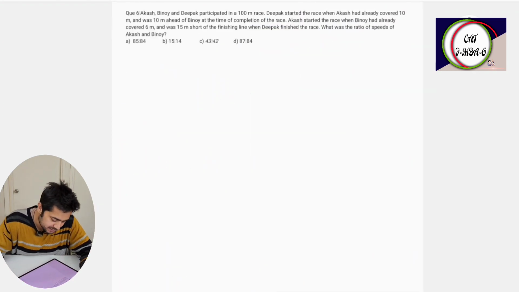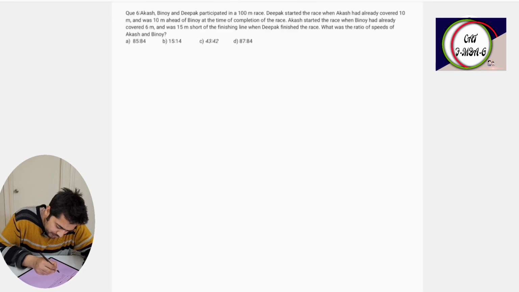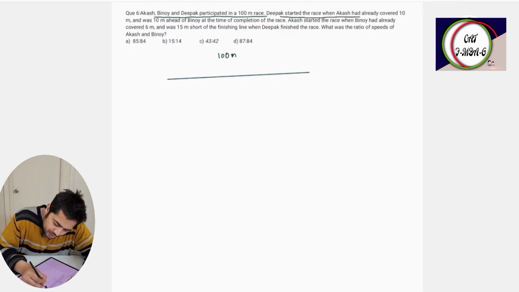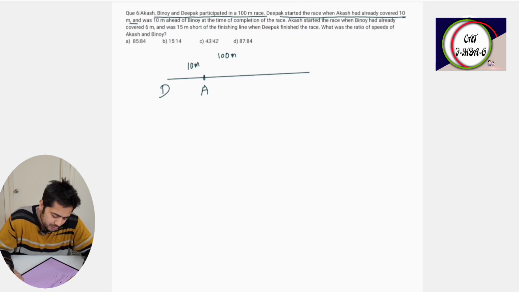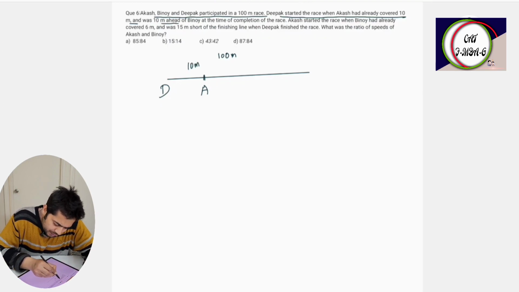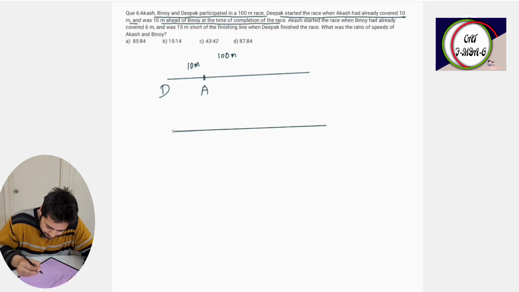Okay, question number 6. Akash, Binoy and Deepak participated in a 100-meter race. Deepak started the race when Akash had already covered 10 meters. So Deepak started here, Akash was here. So Akash was at 10 meters and was 10 meters ahead of Binoy at the time of completion of the race. So when Deepak completed, Binoy was here, at 90 meters.